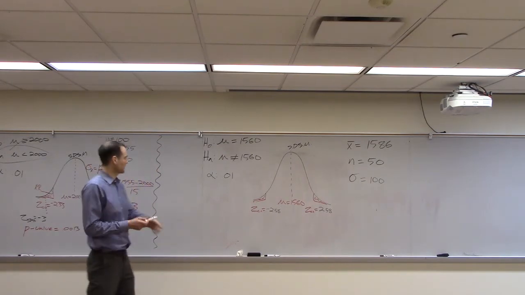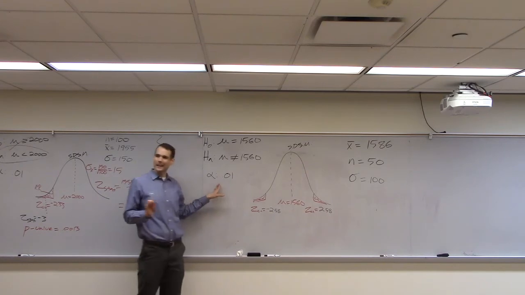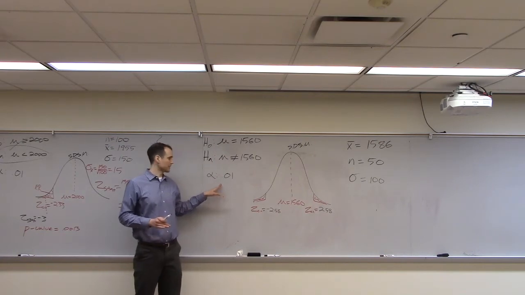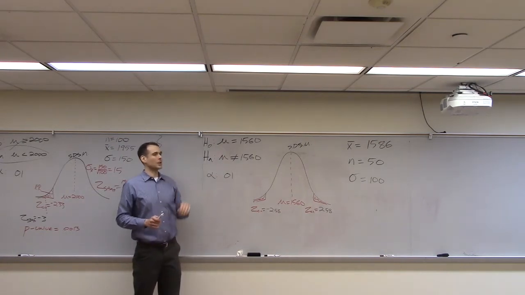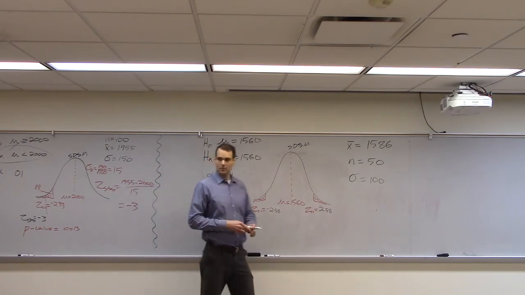We split this 1% in half, because we want the 1% least likely outcomes. If the sample outcome falls in that less likely than 1%, that's when we're going to reject what you're saying is true. Alright, so we're good there?